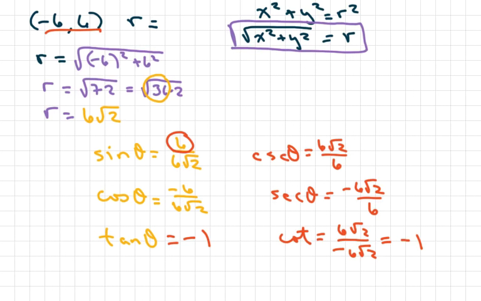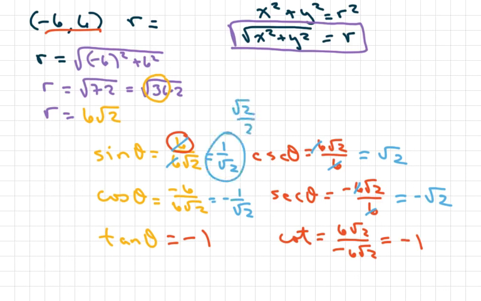Now, let's simplify this. The 6 cancels here, so we just get square root of 2. And this is going to be negative square root of 2. Here the 6 cancels, so we get 1 over square root of 2 and negative 1 over square root of 2. I didn't leave enough room, but we all know that this is square root of 2 over 2. You have to rationalize it, and this one's just going to be negative square root of 2 over 2. Okay, now I'm going to go a little faster on the rest of these.